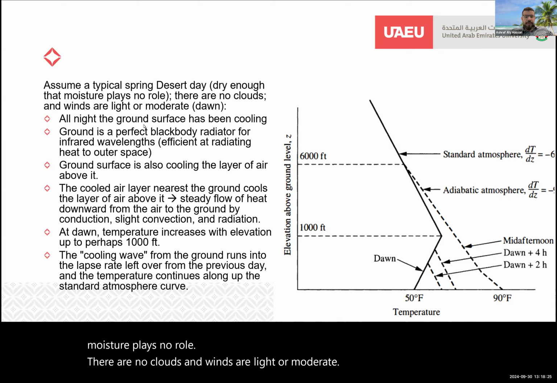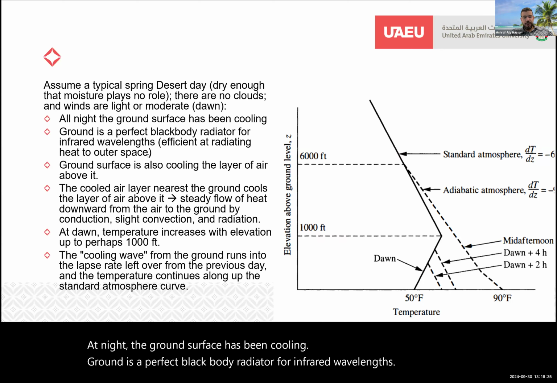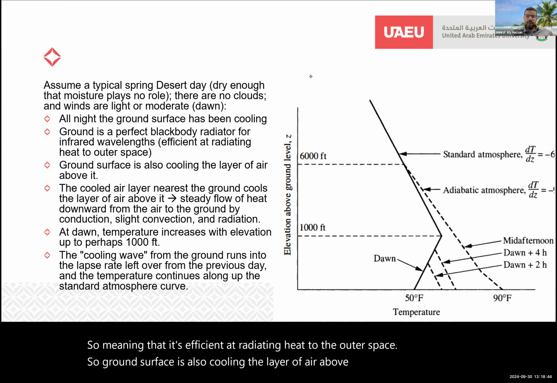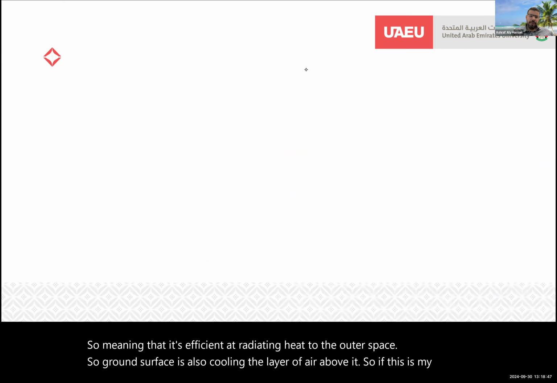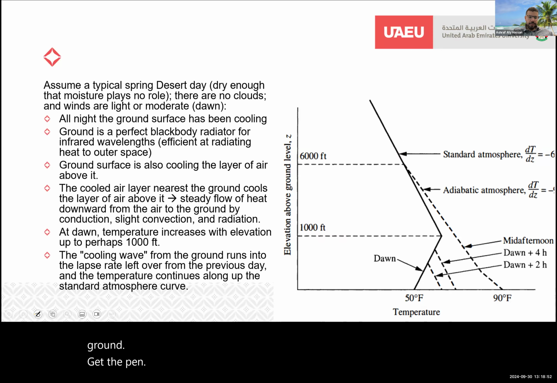At night, the ground surface has been cooling. Ground is a perfect black body radiator for infrared wavelengths, meaning that it's efficient at radiating heat to the outer space. So the ground surface is also cooling the layer of air above it. So if this is my ground, and now it's cool here on the ground.